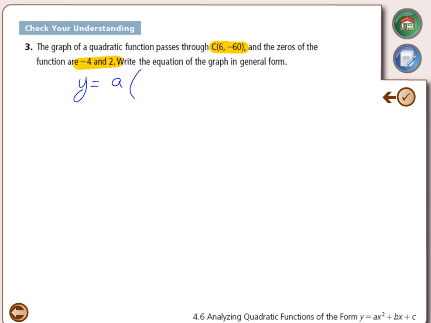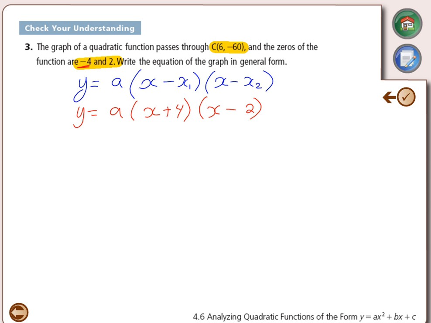Y equals, in factored form, it's going to have some a value. Maybe that's 1, maybe it's something else. We'll have to work it through and find out. Multiplied by x minus the first x-intercept and the second x-intercept. Let's plug those in. So y equals a, bracket, x minus a negative 4, which makes it a positive 4, and x minus 2. We've got to find that a value.